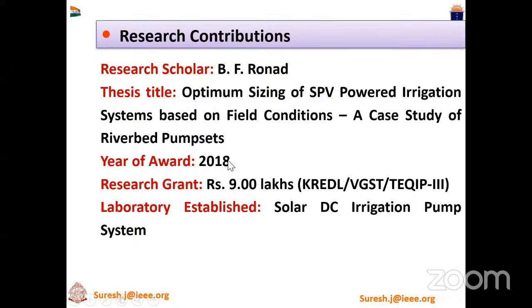By 2018, he was able to get a 9 lakh grant as seed money from TechCube 3, and recently he on his own also was able to get another additional 3 lakhs for setting up a small infrastructure. This is what is required, and he created a laboratory solar DC irrigation pump system, demonstrable.